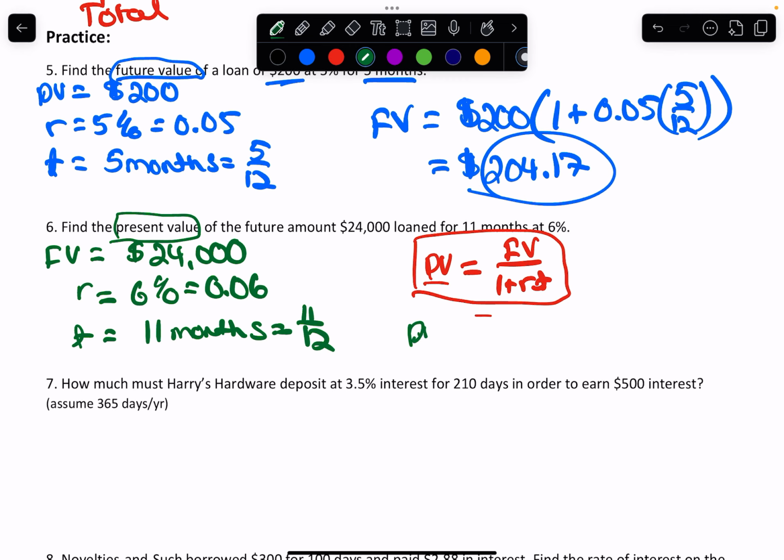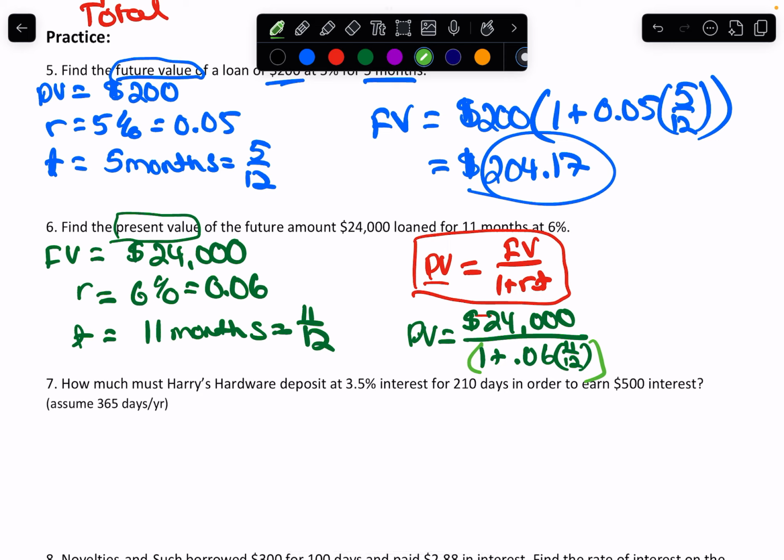So we're just going to plug numbers in. We get 24,000 is the future value, and then 1 plus 0.06 times 11 over 12. And again, if you're plugging this into the calculator all at once, put the denominator, the whole thing, inside the parentheses so that it calculates correctly. So you should get $22,748.82.